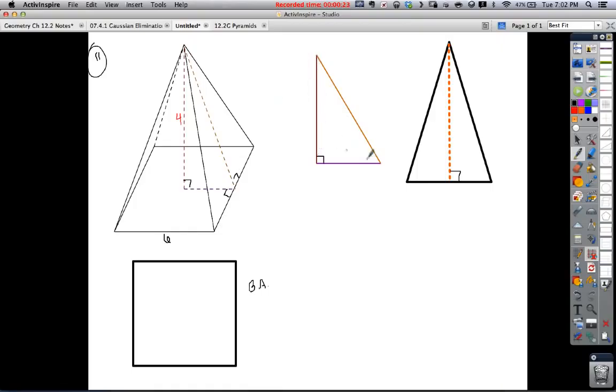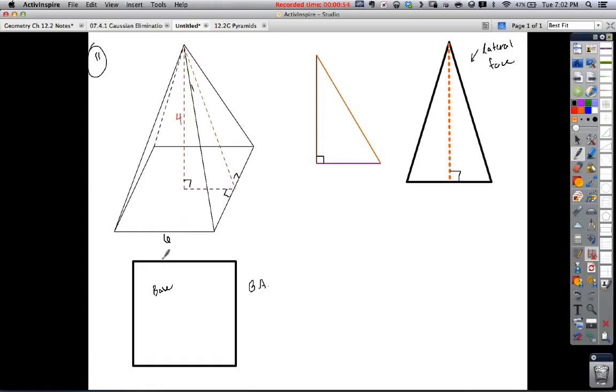So here I have drawn out this, and everything's kind of color-coded here. Here I've drawn out the right triangle that uses the height, the apothem here, and the slant height. And then I also have a lateral face here. So this is a lateral face. Okay, and then I have my base down here. So I draw these out separately for a very specific reason, because it makes life a little easier.